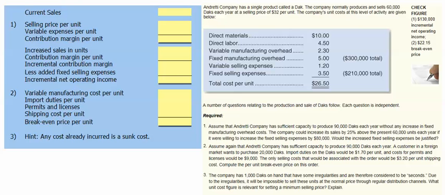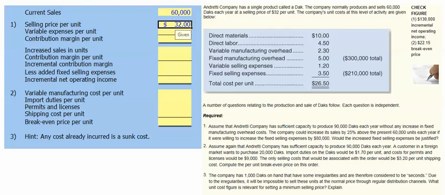Andretti Company has a single product called a DAC. The company normally produces and sells 60,000 DACs each year at a selling price of $32 per unit. The company's unit costs at this level of activity are given below. We need to answer a number of questions relating to the production and sale of DACs. Each question is independent of the others.